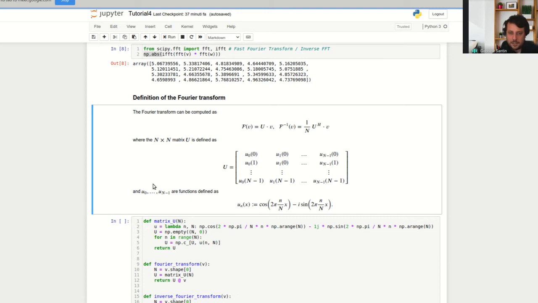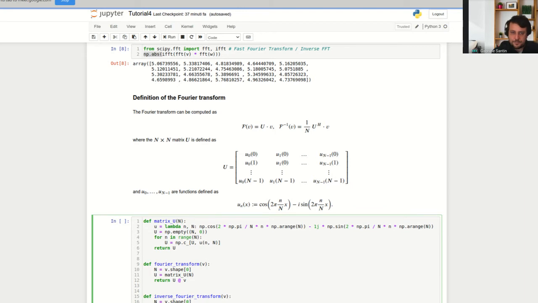The functions are known, and they are given by the cosine minus the imaginary unit times the sine, where the argument depends on the size of the vector, and the variable x is exactly the one that you evaluate here. But it's not very important what the expression for these functions is. What matters is that it's very easy to form the matrix U, and once you have the matrix U, it's very easy to compute the Fourier transform.